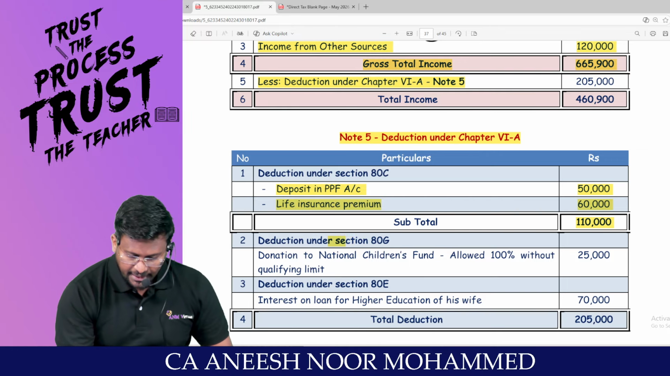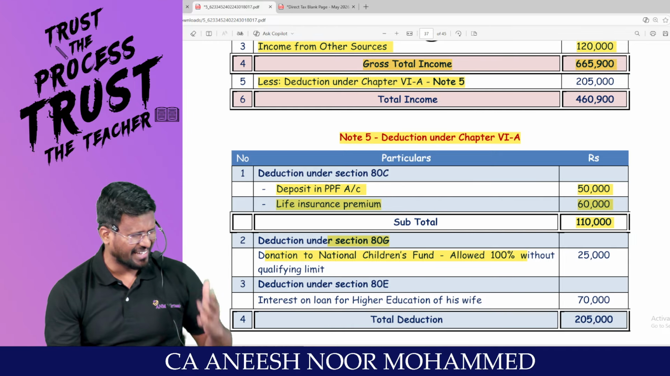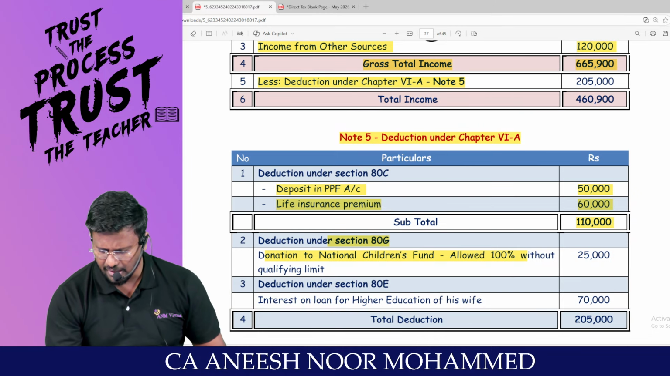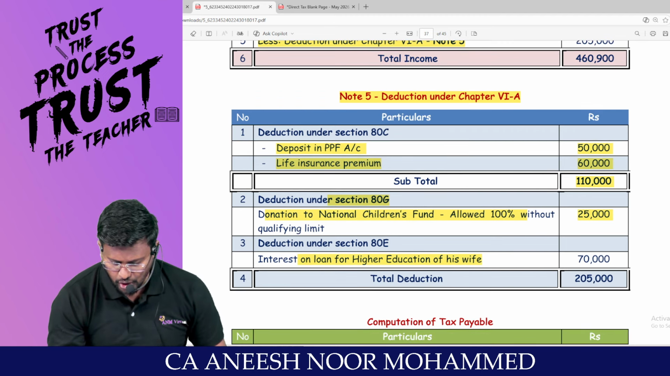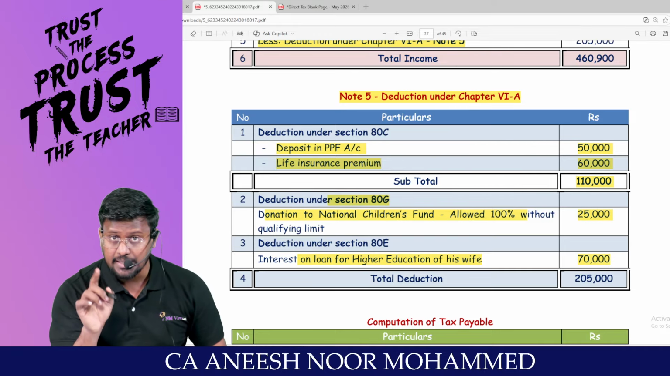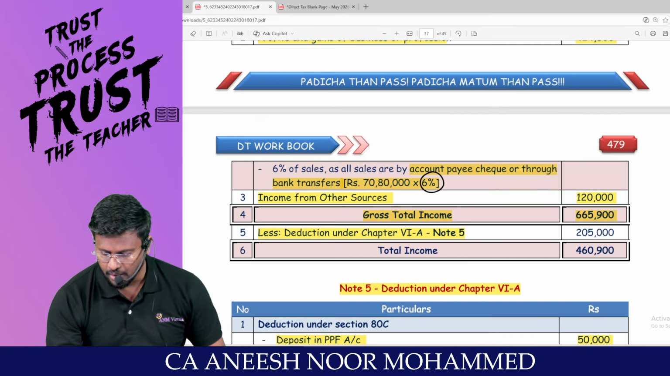You can allow 80G National Children Fund. Sir, children, take care of that. No qualifying limit, 100% can be deduction under 80G. Interest on loan for higher education of his wife. Sir, interest can be claimed as deduction under 80E. So the total deduction will be 2,05,000.